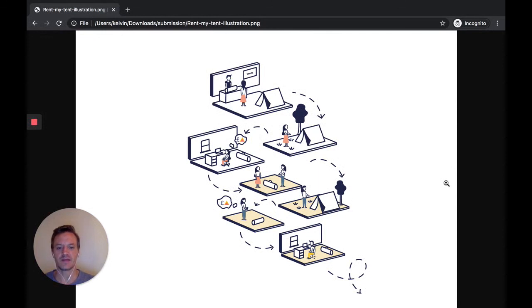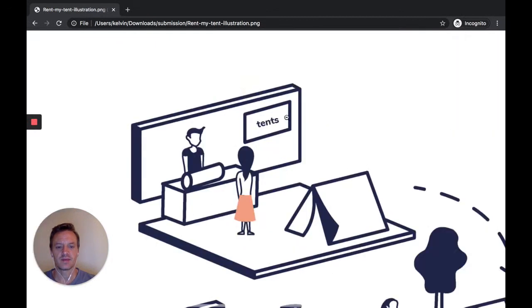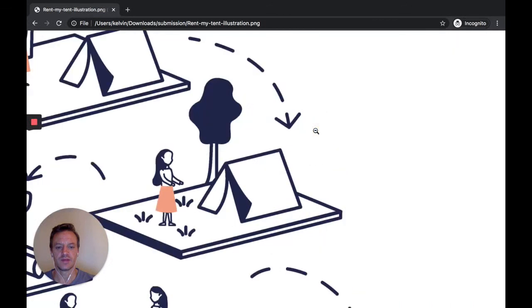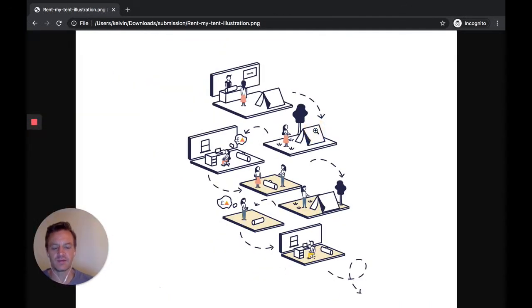And to explain that in some steps, I'm going to point you to the graphic here, where you can see the person here at the top is somebody who's just bought a tent. They've been to a retailer. They've then gone and used their tent, and then they realise that they don't actually have another use case for it. So the best thing they can do is sell it on to somebody who actually needs it. But they come across the concept of Rent My Tent, and they decide that they want to list it on Rent My Tent.